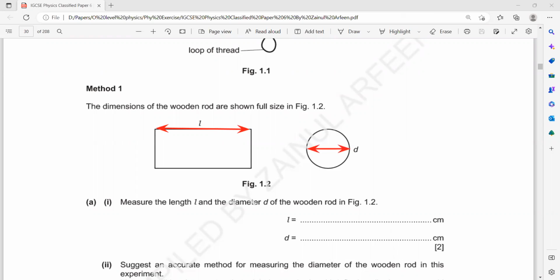3.7, and the diameter is 1.6. So when we measure, the length was 3.7 and the diameter is 1.6. And the marking scheme answer, as I mentioned, will be different from yours because the paper size will be different. That's why you won't have the same answer.